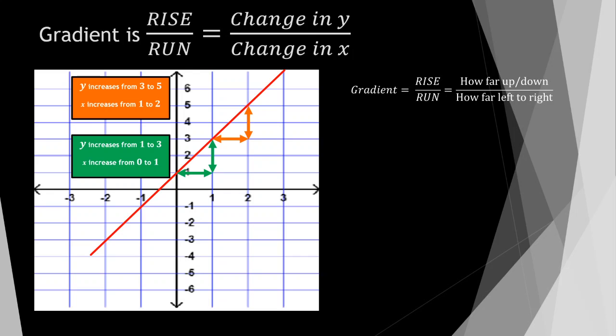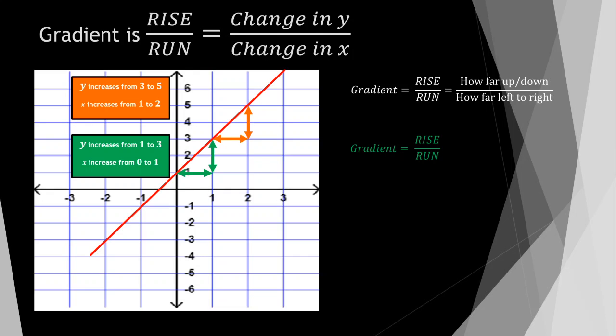So now that we know how they change, we know that gradient equals rise over run. And this is something we're looking at for the very first time. So the rise is how far up or down did it go? And the run is how far left to right. So for the green one in the example, we've got the rise over run. So we've got the rise being how far up and down, okay? And we can see that y increases from 1 to 3. So it's gone up 2, okay? So our top number should be plus 2 because it's gone up.